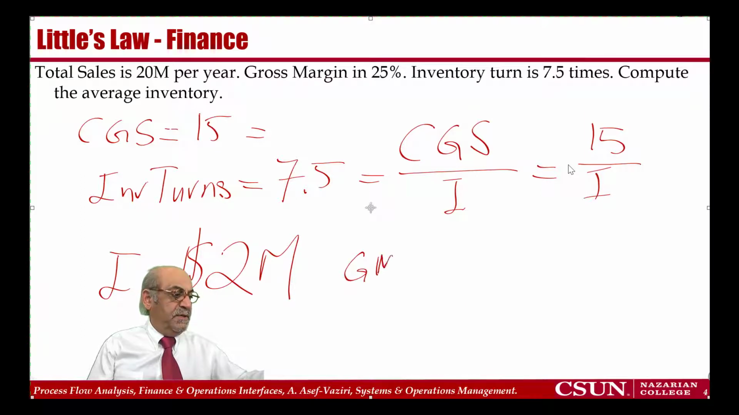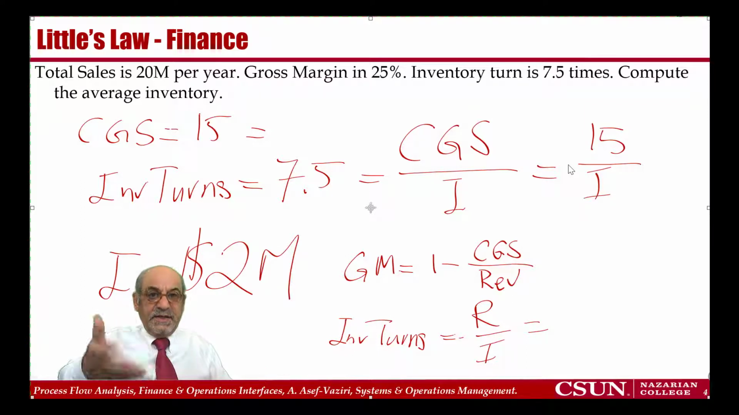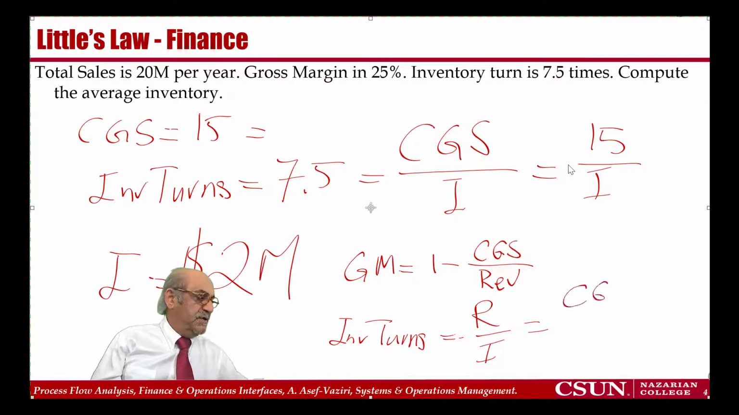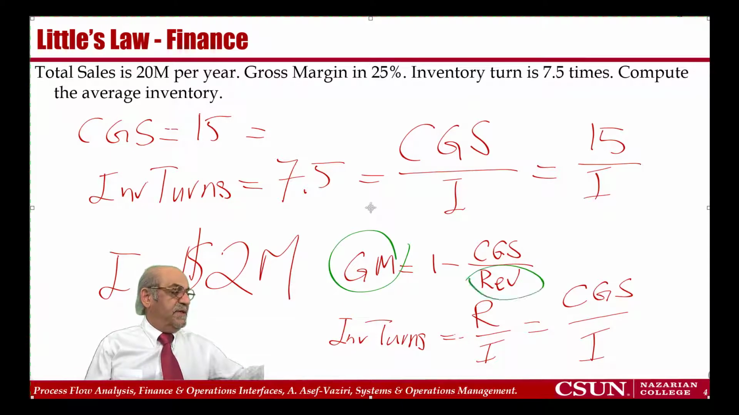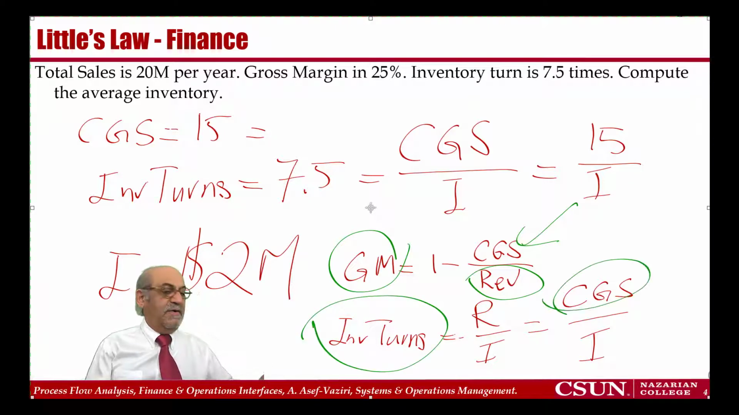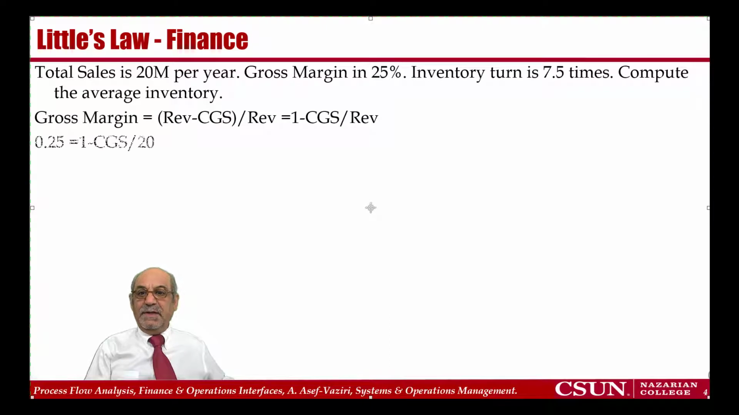Gross margin is equal to 1 minus cost of goods sold divided by revenue. And the other equation we used was inventory turns is equal to throughput divided by inventory. And because we are talking in terms of dollars, throughput is cost of goods sold divided by inventory. We had this one and we had this one, then we computed this one. And then we had this one and we already have computed this one, then we were able to find inventory. And here I have typed all of this for you.